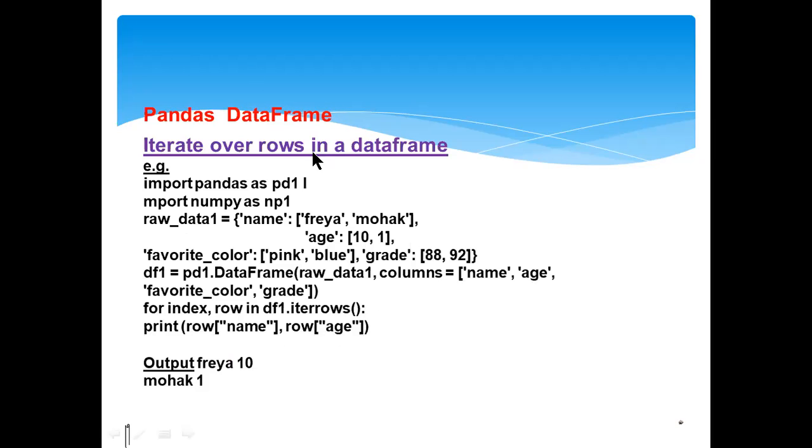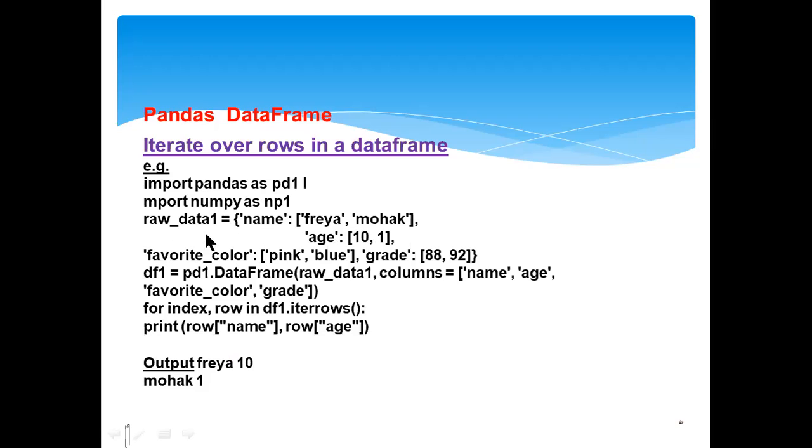And iterate over the rows. Also you can use iteration in a data frame. So how to use it? See here, import pandas as pd. This is the next line, import numpy as np. Here row_data1 equals name as a key, these are values, age as a key, these are values. So favorite_color.